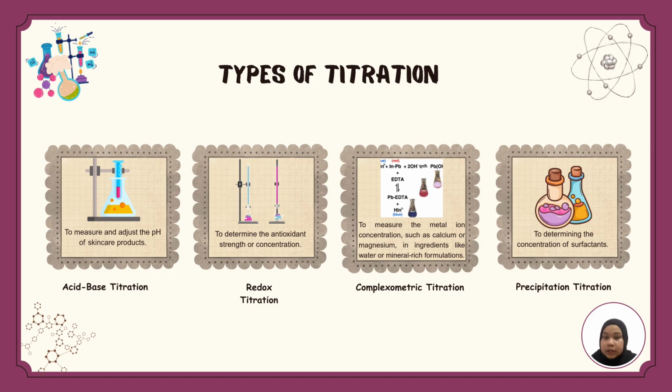Next is redox titration, oxidation reduction. Redox titration is used to determine the antioxidant strength or concentration. And third is complexometric titration. This titration is used to measure metal ion concentration such as calcium or magnesium in ingredients like water or mineral-rich formulations. For example, titration using EDTA to test for hardness in water used for formulation. And the last one is precipitation titration. It's actually rare in skincare but may be used for analyzing chloride ions or other salts in raw materials.